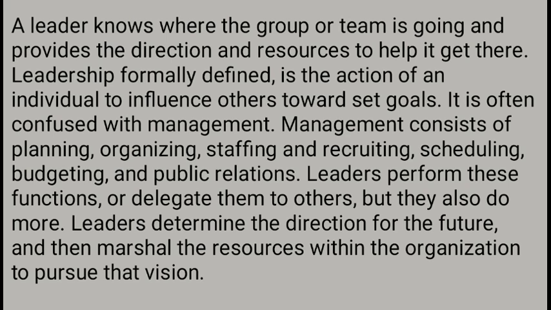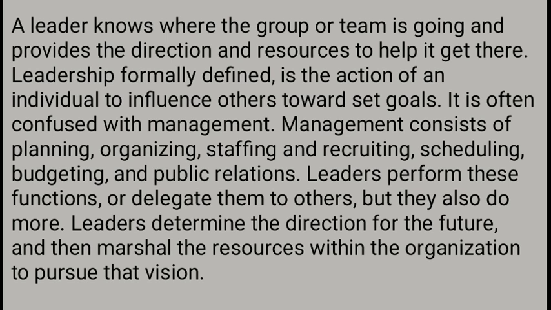It is often confused with management, which consists of planning. When we talk about leadership and management, the two get confused, because management consists of planning, organization, staffing, recruiting, scheduling, budgeting, and public relations. These are the basic functions of management. A leader performs these functions or delegates them to others, but they also do more.